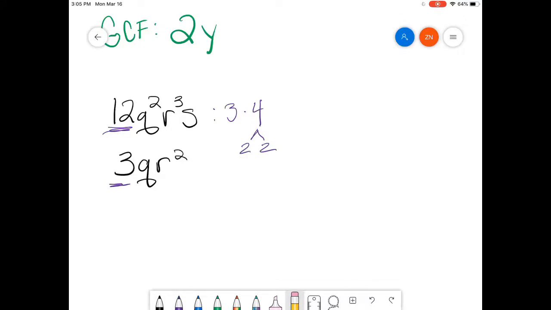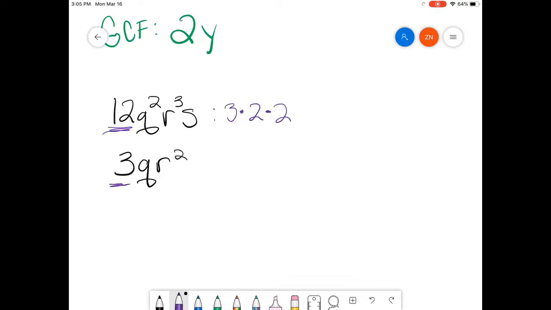When I'm factoring, I want things to be in the most simple form. So instead of writing 4 right there, I'm just going to write 2 times 2. If we evaluate this, we still get 12. 3 times 2 is 6. 6 times 2 is 12. So I break things apart until I can't break them anymore.